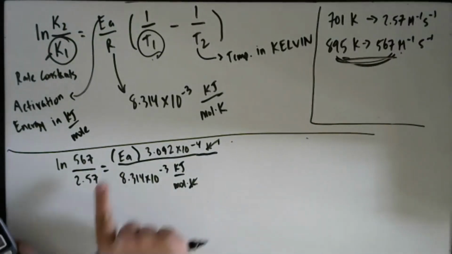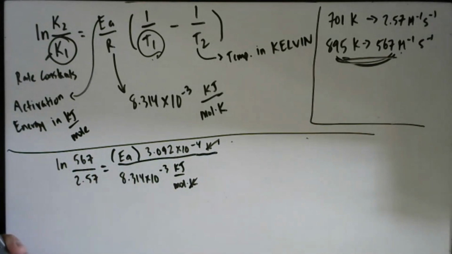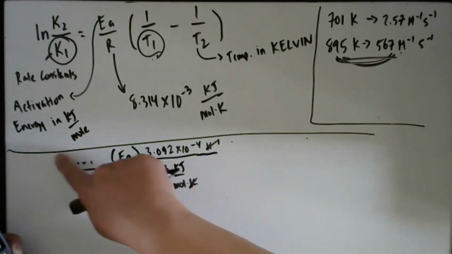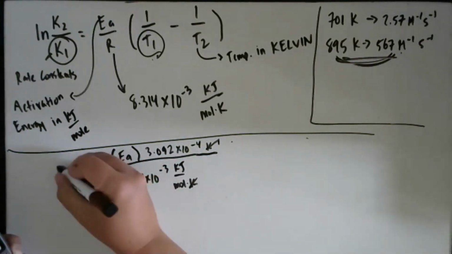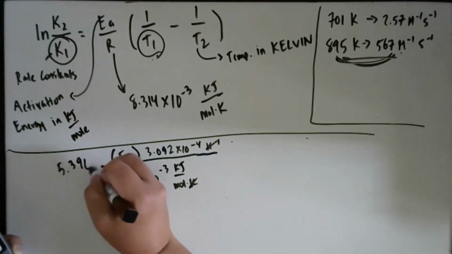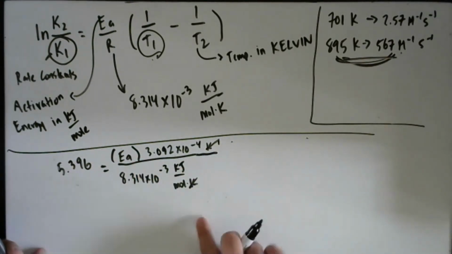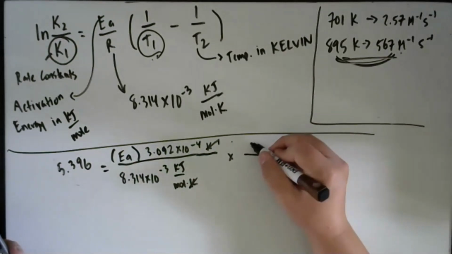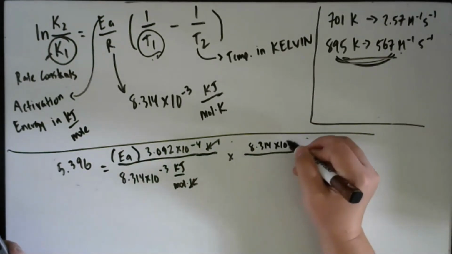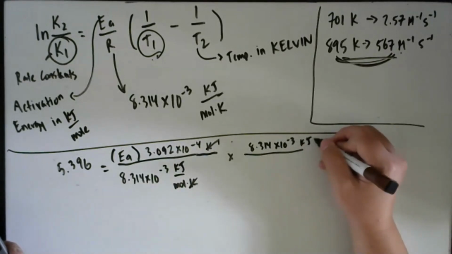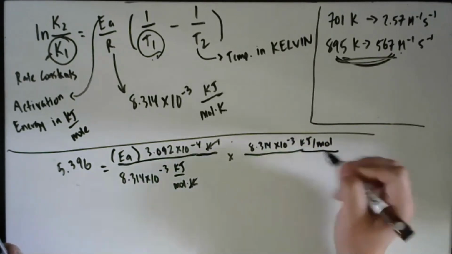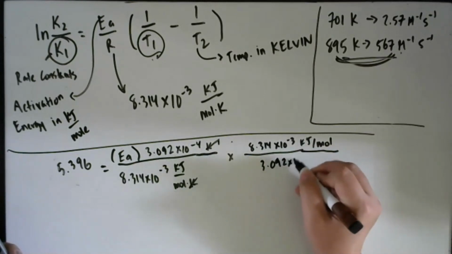Because I can take the 567 divided by 2.57, take the natural log, and that's 5.396. I'm going to erase this and replace it with a number, 5.396. Okay, and I want to isolate the activation energy. Now this just looks like algebra because I'm going to multiply this side by 8.314 times 10 to the negative 3 kilojoules per mole, and divide it by 3.092 times 10 to the negative 4.